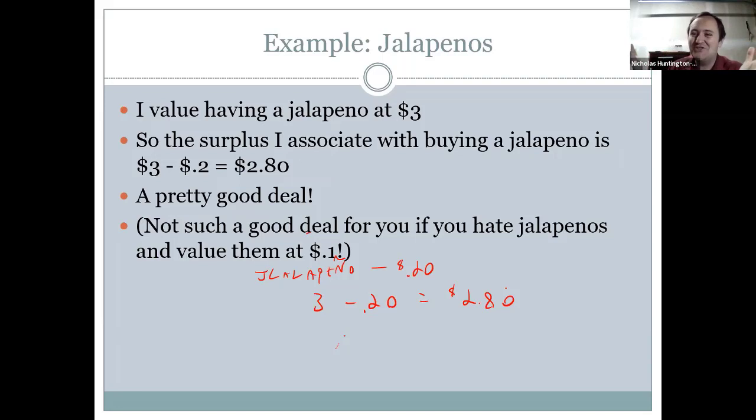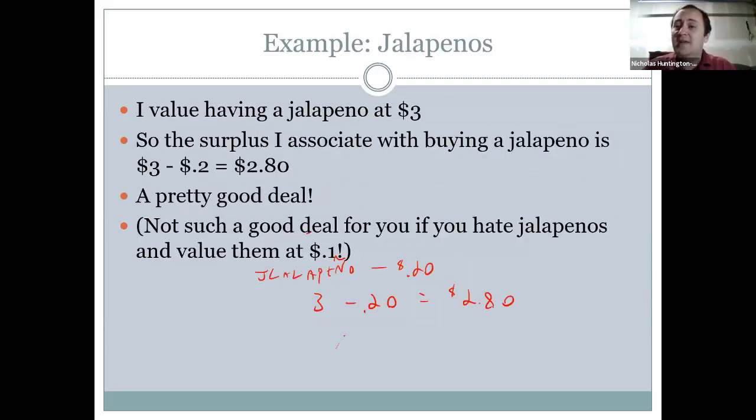Now, of course, this is not such a good deal if you don't value jalapenos very much, right? If you don't like spicy food and you only value a jalapeno at 10 cents or 1 cent or nothing, then this would not be a good deal for you, right? Which is fine. These valuations, the $3 here, are completely subjective. It's different for everybody, right? Which makes sense because we are all making our own individual decisions. So of course it makes sense that our different preferences and tastes would show up as different valuations, okay?